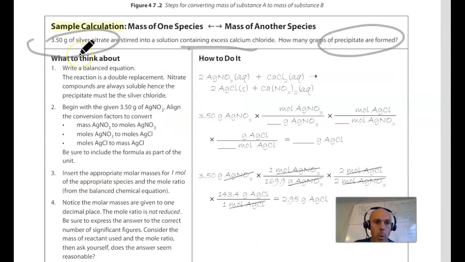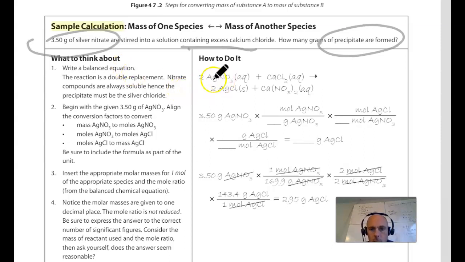So we've got 3.5 grams in this sample problem of silver nitrate being stirred into excess calcium chloride, and we're supposed to figure out how many grams of precipitate are formed. Now, if this weren't solved for us, which of course it is, you'd need to write out this reaction, write out the formulas of silver nitrate and calcium chloride, predict the products, write their formulas correctly, and balance it. That's been done for us.